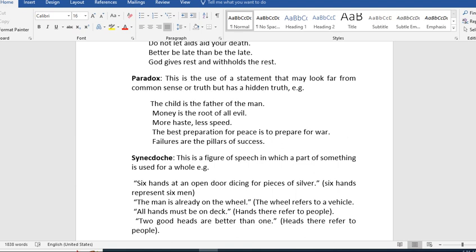If you look at these expressions, we would be thinking, are they meaningful? Is he saying something sensible? But they are truth. They have hidden truth.